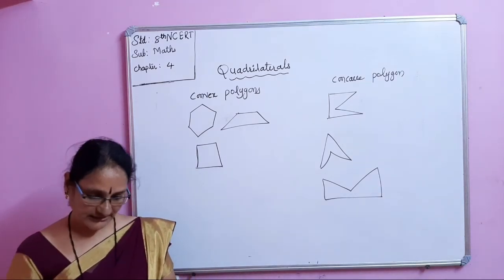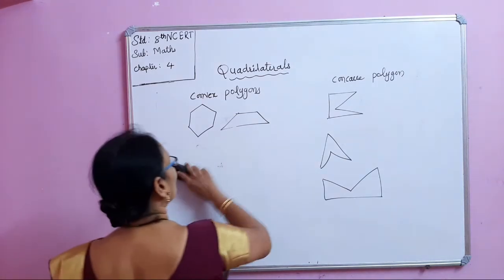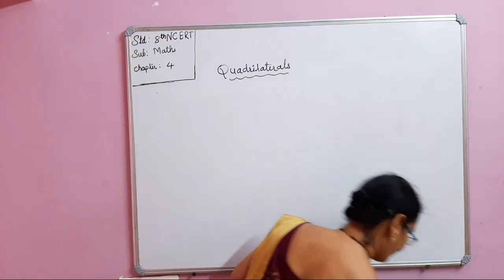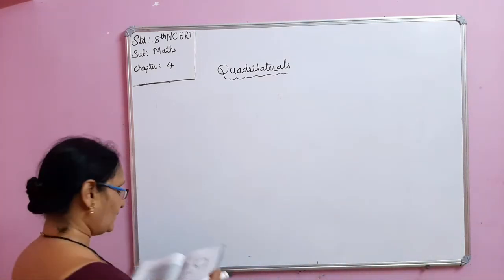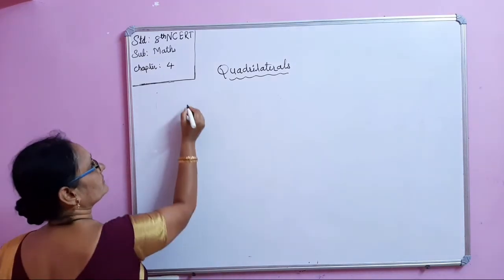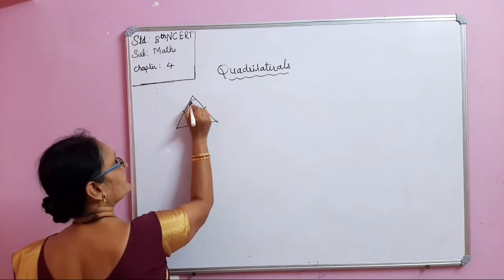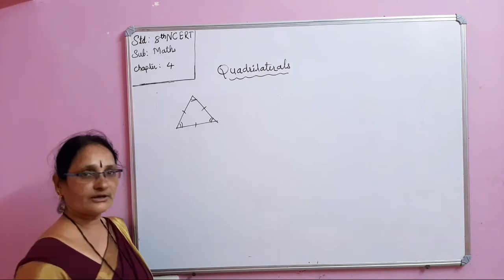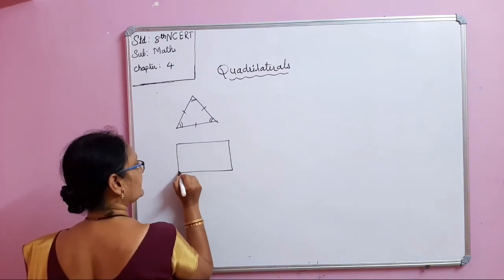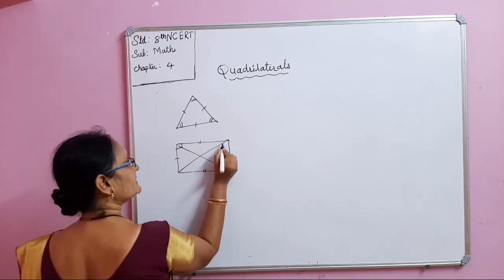Then next come regular and irregular polygons. What are those? We see now. Regular polygons are having, for example, one triangle: these three sides are equal, angles are equal. This is a regular polygon. And this is one rectangle. Here, diagonals are equal, opposite sides are equal and each angle is 90 degrees.